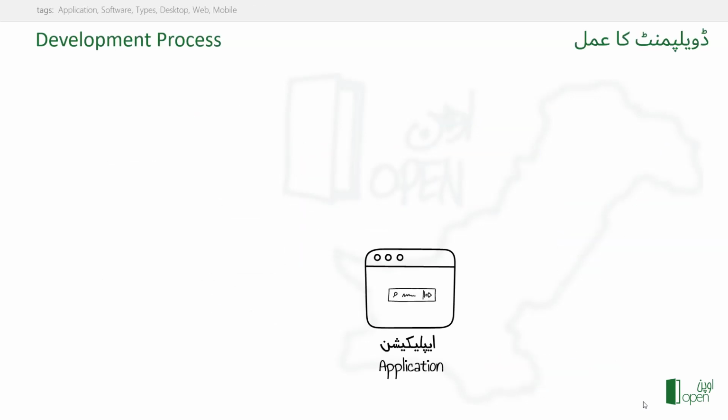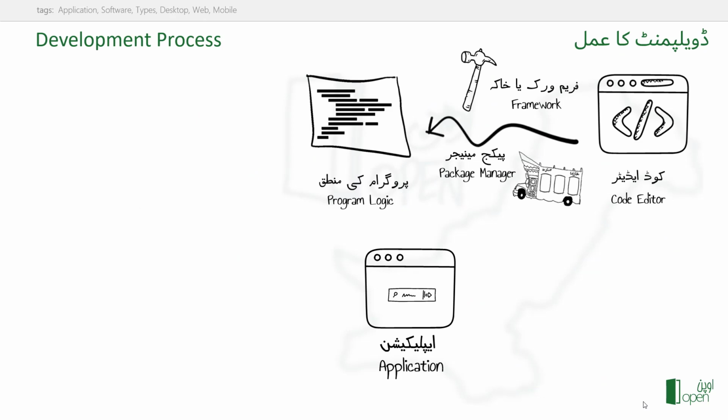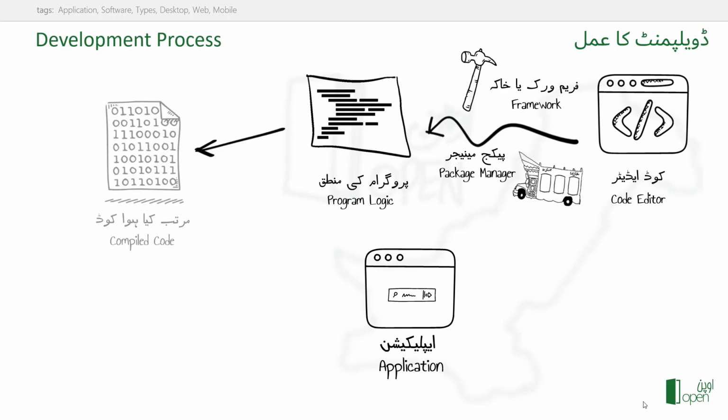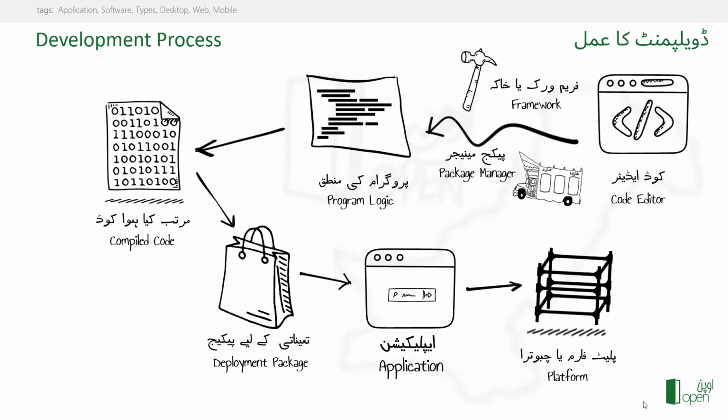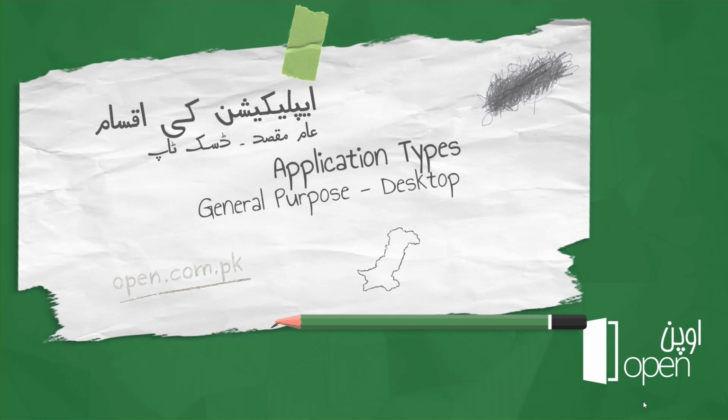The development process of an application starts off with a code editor that utilizes a framework and a package manager to produce the program logic. The logic written by the developers is translated into compiled code, from which a deployment package is created. The deployment package allows the application to be copied to multiple deployment machines, each one with the platform that supports the application. Let's look at a few examples of general-purpose desktop applications.